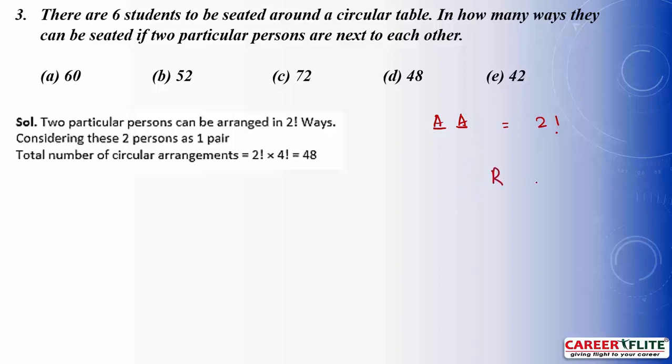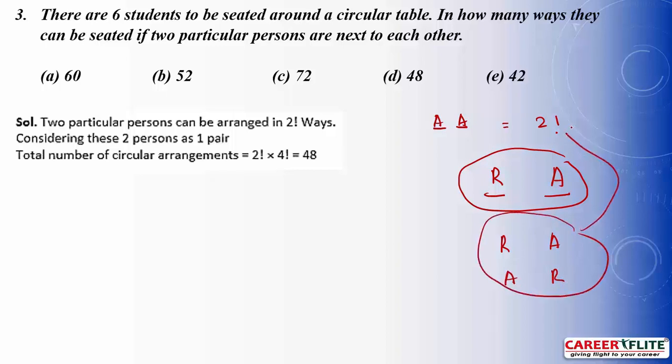Suppose Rahul and Akansha are the 2 students who will be seated together. Either Rahul will sit in this place and Akansha in this place, or Akansha will sit in this place and Rahul in this place. So we have 2 possibilities, that is 2 factorial. And since they are seated at a circular table, we have this formula, the n-1 formula. This is an important formula, it usually comes in exams, so better remember it.